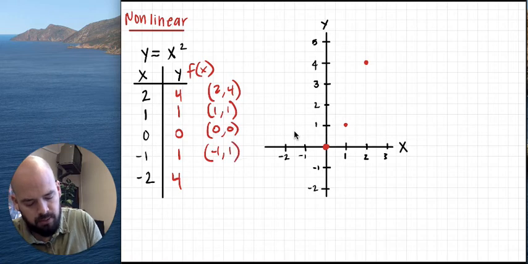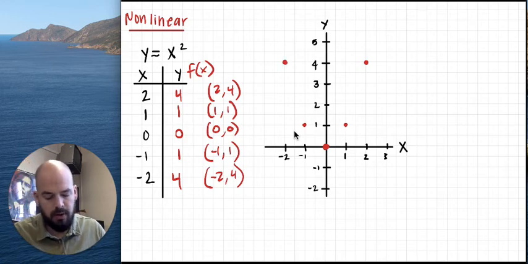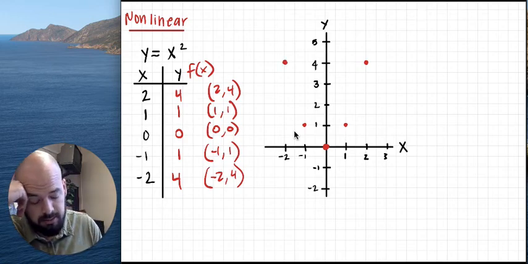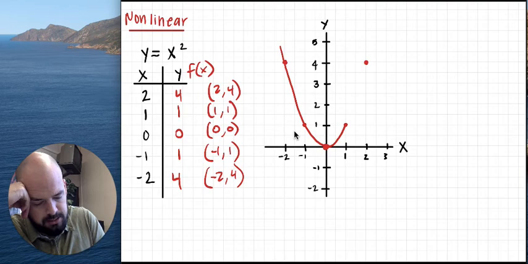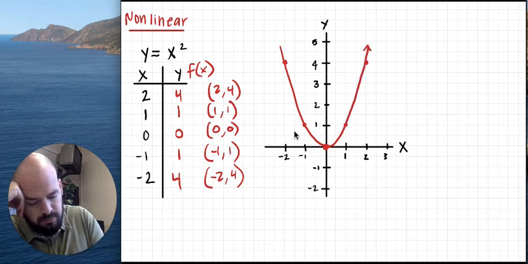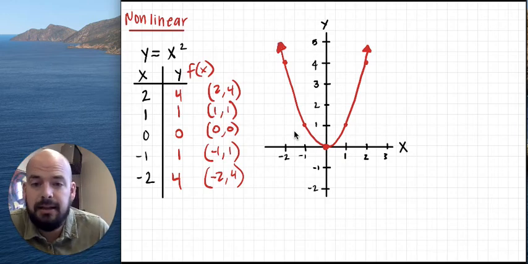Negative 1, comma 1. So I go negative 1 on the x-axis and 1 on the y-axis. And then negative 2, comma 4. So I go negative 2 on the x-axis and 4 on the y. You'll notice those points, you cannot connect them to be a straight line. That's going to look like this, which is called a parabola, but we'll get there later. All you need to know for now is it's not linear.